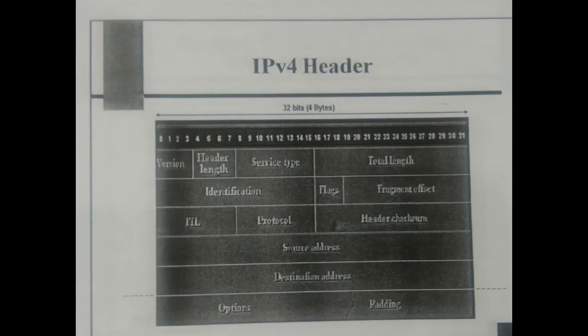Let's have a look at the IPv4 header. We have already discussed that it is 32 bits wide, which is almost 4 bytes, and it has version, then header length, then identification, flags, source address, destination address, and other options and padding, similar to the UDP and TCP protocols.